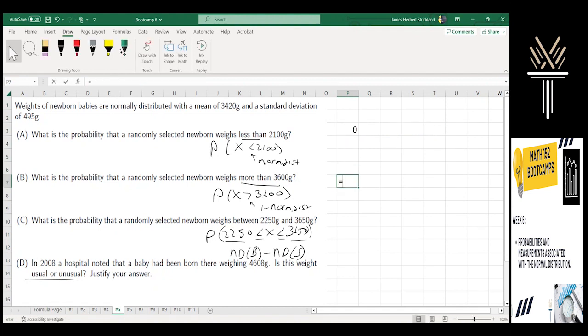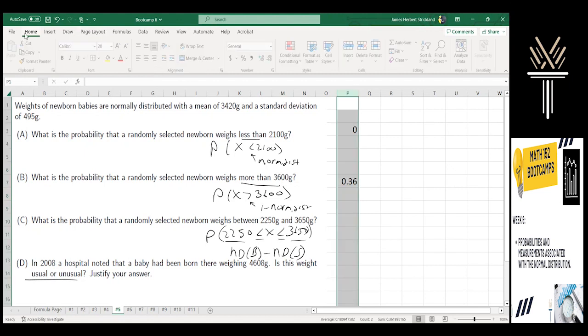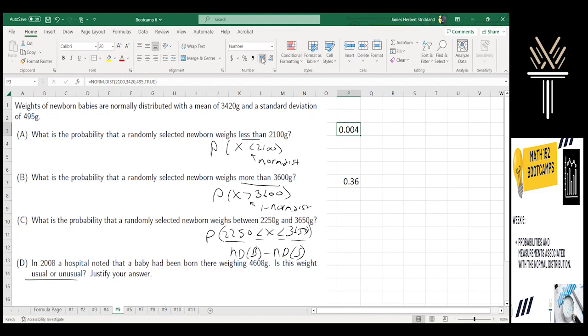All right. 1 minus norm.dist. Observing 3600. Mean is 3420. Deviation 495. Always, always true. And don't be fooled. We know these are not exactly 0 or 1s. So don't be afraid to check your decimals as you need to. And you can see there it's close to 0, but it's not 0.